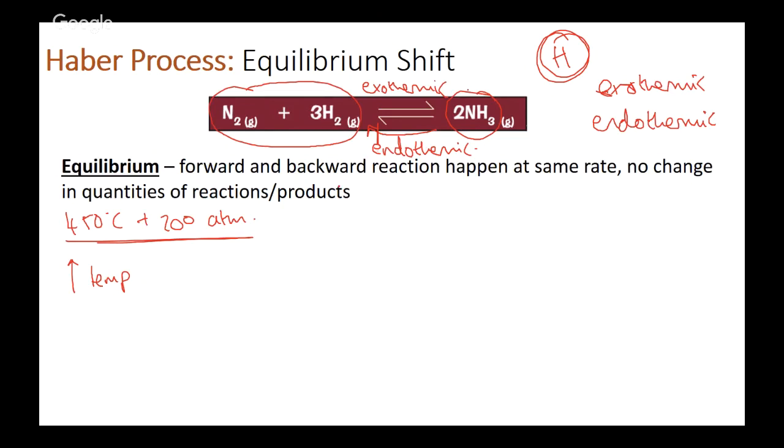So if you increase the temperature, you are going to increase the yield, which is how much product you get, from the endothermic reaction, because that's the one that takes in heat. So if you're making it hotter, it can take in more heat and break down. And therefore, you're going to end up with less ammonia, because that's the part that's breaking down.